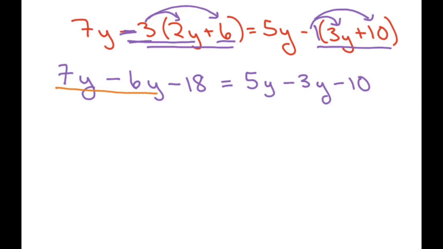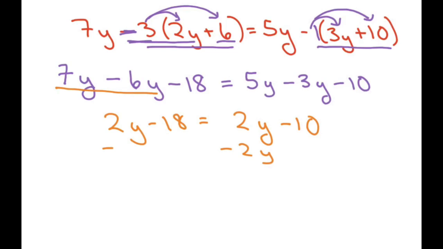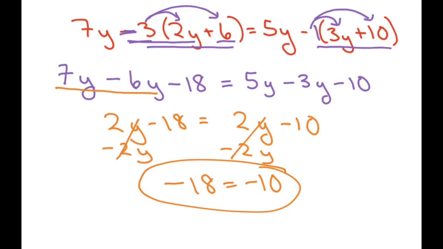This is going to be 2y. And this is also going to be 2y. And when you subtract 2y from both sides, they both zero out, so you get negative 18 equals negative 10. Now that doesn't make sense. Anytime you see something like that, that means there's no solution.